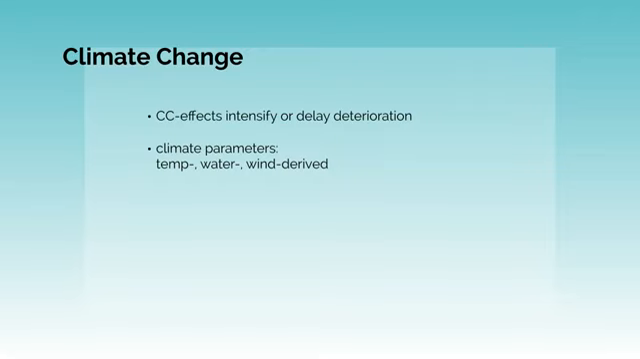Temperature-derived parameters might be increased annual temperatures or increased summer maximums. Water-derived parameters would be flooding, prolonged rainfalls, prolonged humid or dry periods, and wind-derived parameters might be wind pressure, wind-driven particulates, or gusts.